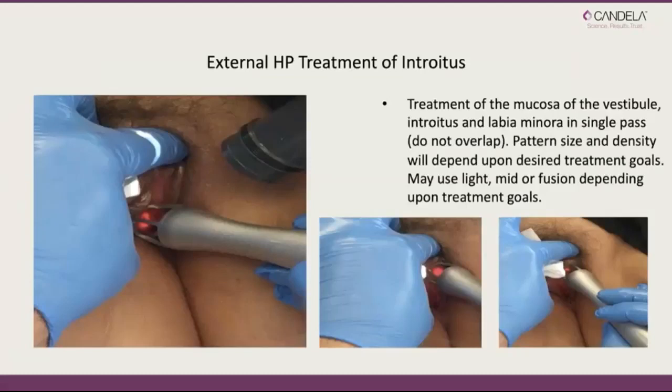Here is the introitus being treated. You see that? We see the guide beam here, a laser resurfacing of the surface, the introitus and the labia minora, a single pass. We can individualize the pattern size and density and use the light, mid, or fusion modes depending on the treatment goals, which we discuss closely with the patient during the pre-treatment consultation.